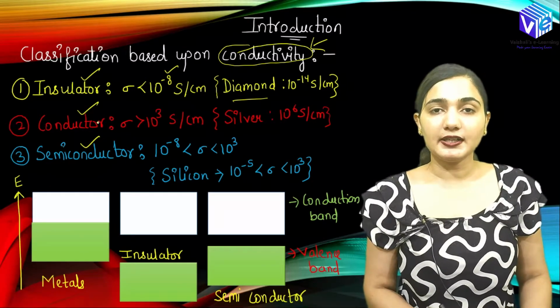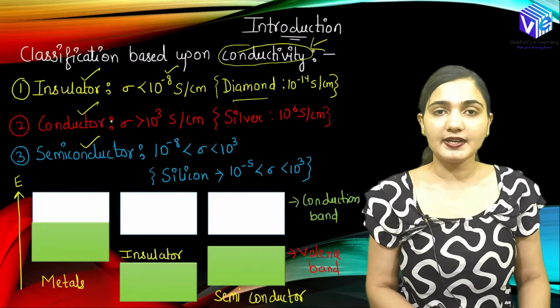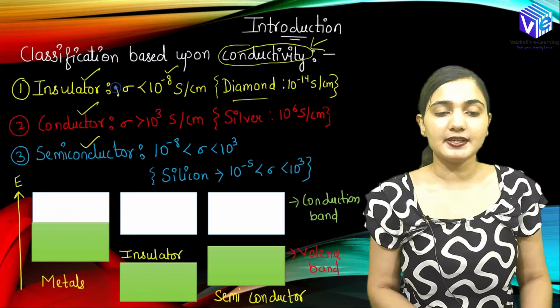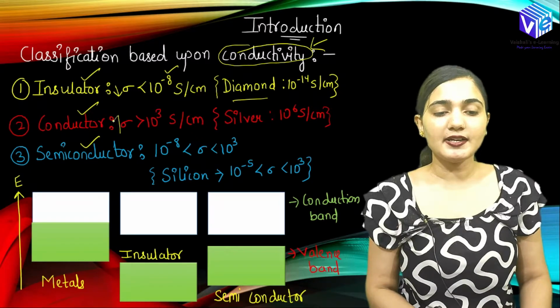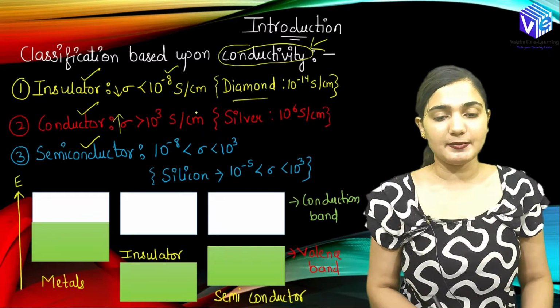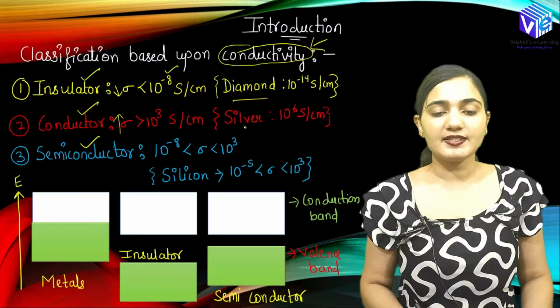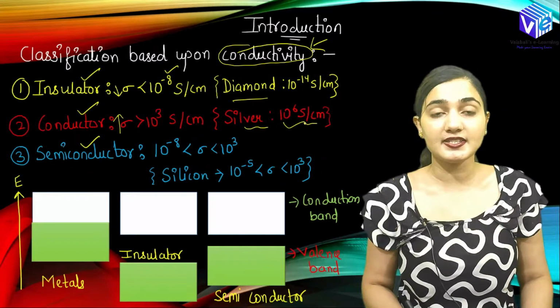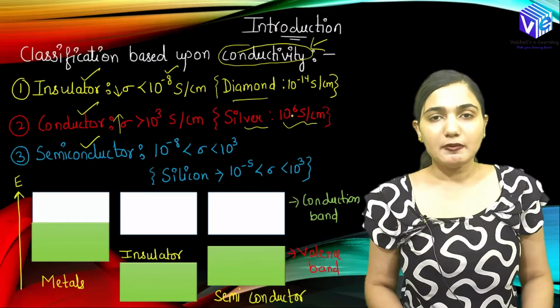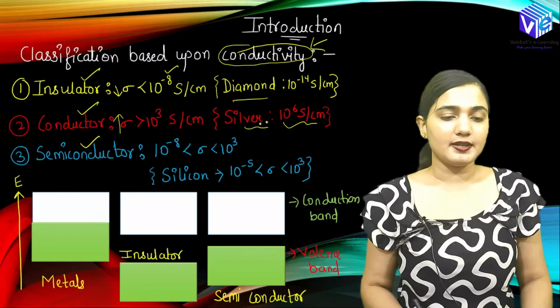Now coming to the conductor, conductors have higher conductivity. You can see the insulators have very little conductivity, right? But on the other hand, a conductor has higher conductivity, which is greater than 10 raised to power 3 Siemens per centimeter. I can give the example of silver. Silver has a conductivity of 10 raised to power 6 Siemens per centimeter, which is a very good conductivity. Silver is a very conductive material.